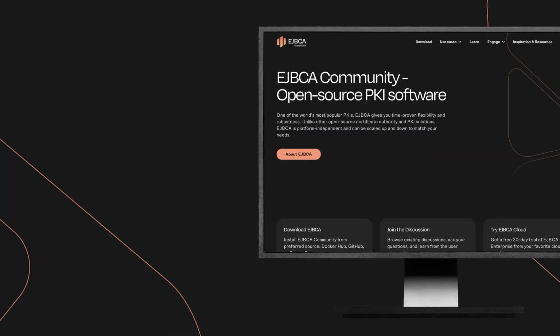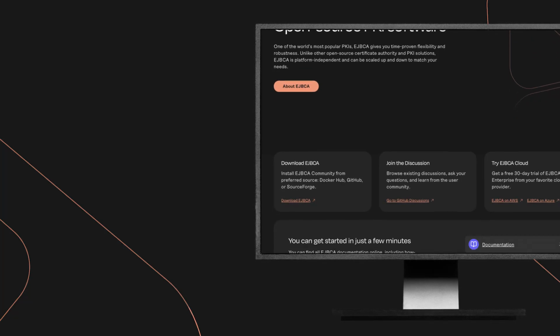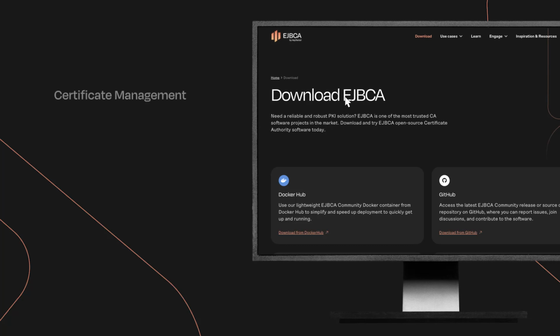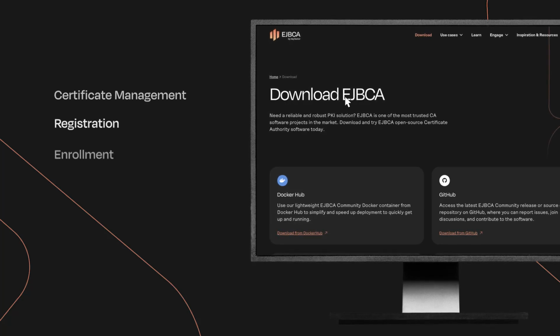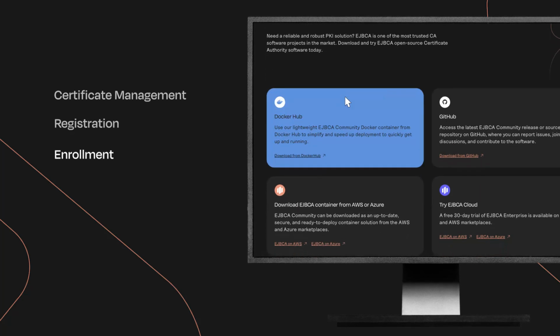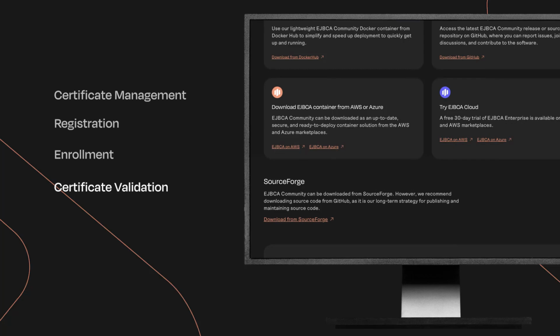EJBCA is one of the most used PKIs in the world. The Community Edition covers all your basic PKI needs, such as certificate management, registration, and enrollment via CMP, SCEP, and REST APIs, and of course, certificate validation using OCSP and CRLs.